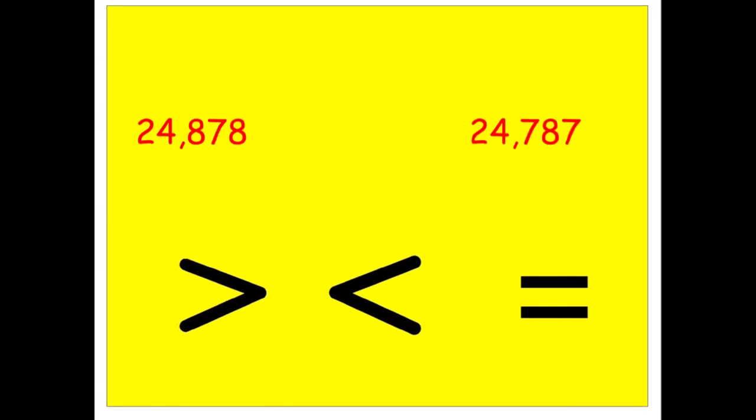Which of the symbols will we put between these two numbers? 24,878, 24,787. Lots of similar digits. Look very carefully. Which of the three symbols will we use? It is our greater than symbol. Our thousands are the same. We then look at the hundreds. There are 8 in the number on our left and 7 in the number on our right. So the number on our left is the bigger of the two. So the big opening to it and the little point to the smaller number.